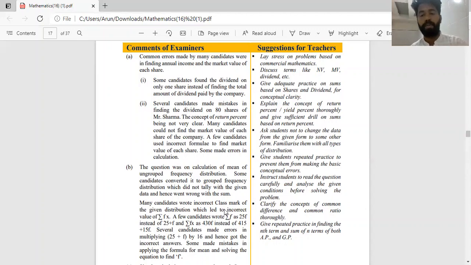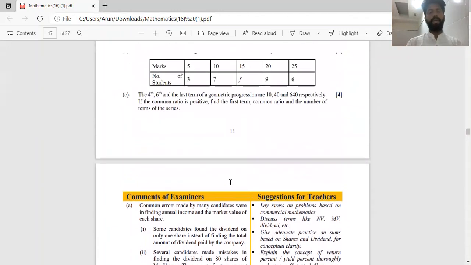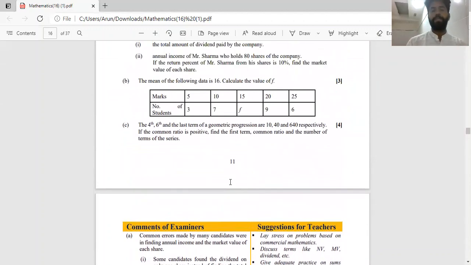What are a few tips from our end? First of all, you don't need to change the data from the given form to some other form. You need to be thorough with group frequency as well as ungroup frequency, and whatever data has been given to you, you need to make the calculations accordingly. You have to first read the question thoroughly, carefully, and analyze the conditions before solving the problem. These are the few points that you need to keep in mind for calculating the mean.